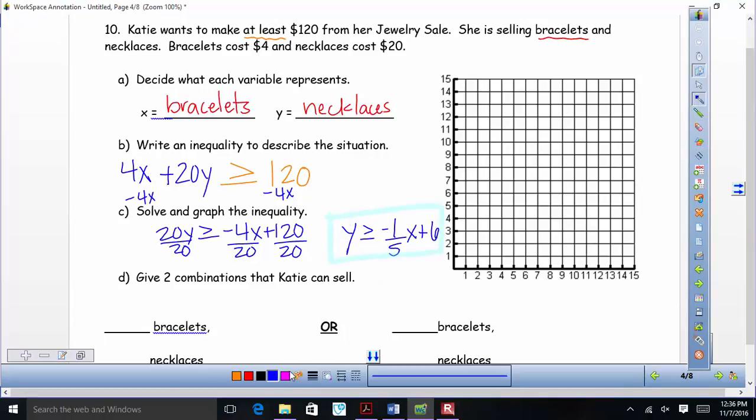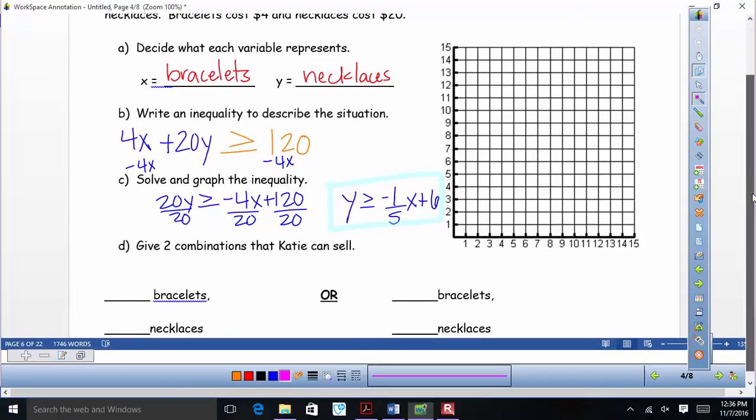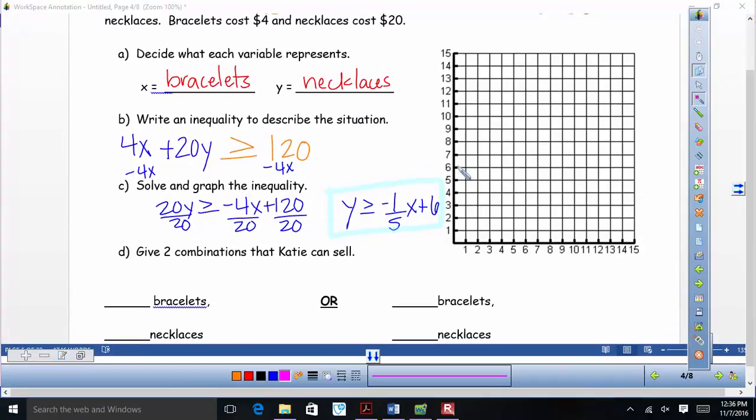Okay, now we need to graph this before we can answer part D. So what would I graph first, Bella? The 6. So I'm going to go up and put a dot on 6. Then my slope is negative 1/5, so I'm going to go down 1, to the right 1, 2, 3, 4, 5.